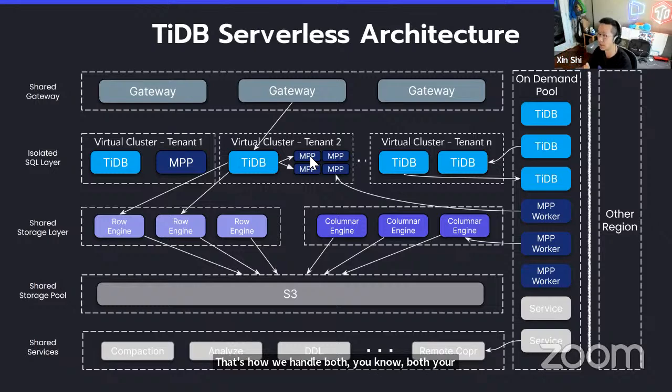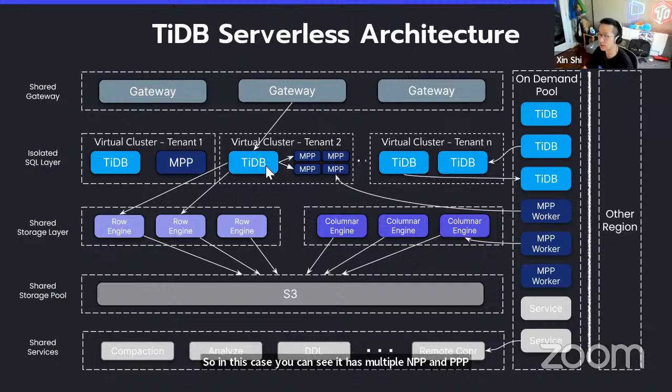We have an optimizer here to determine which compute node your query should run on. Based on your actual SQL queries, the traffic and the workload patterns, we can allocate more resources to handle the request. And we can also do in-place scale up to handle big queries. In this case, you can see it has multiple MPP workers.